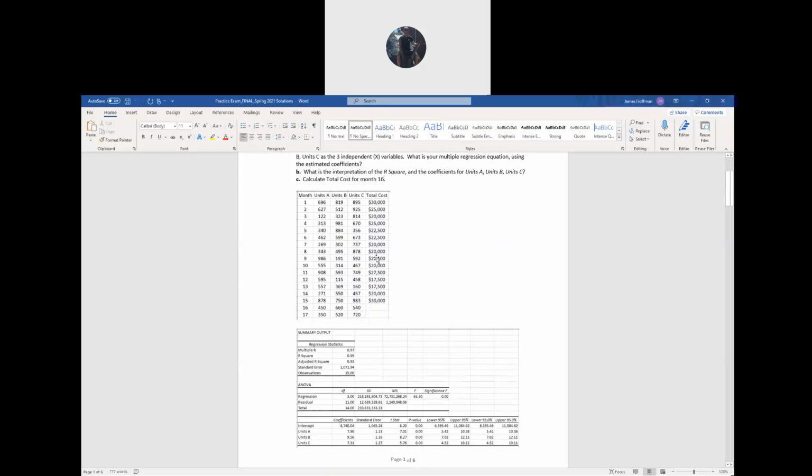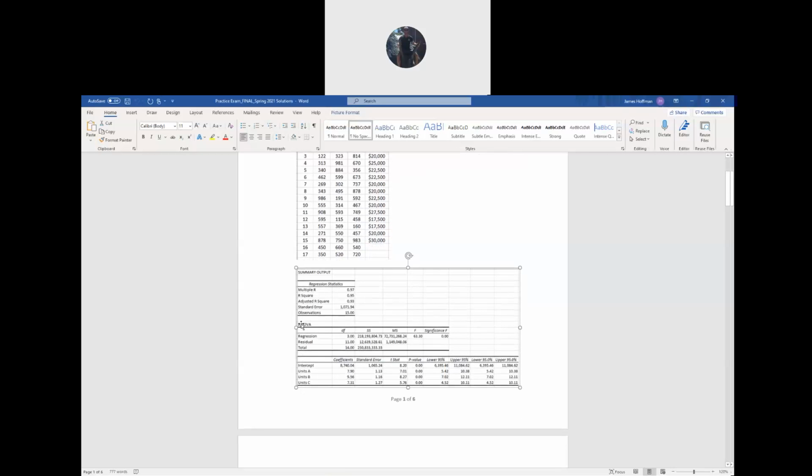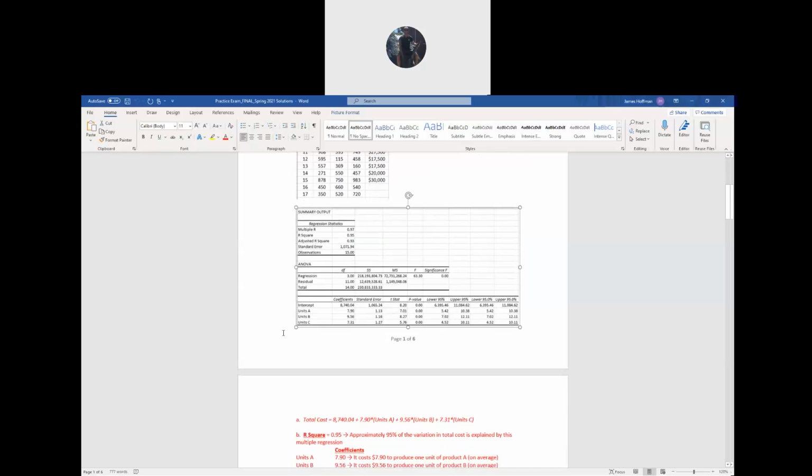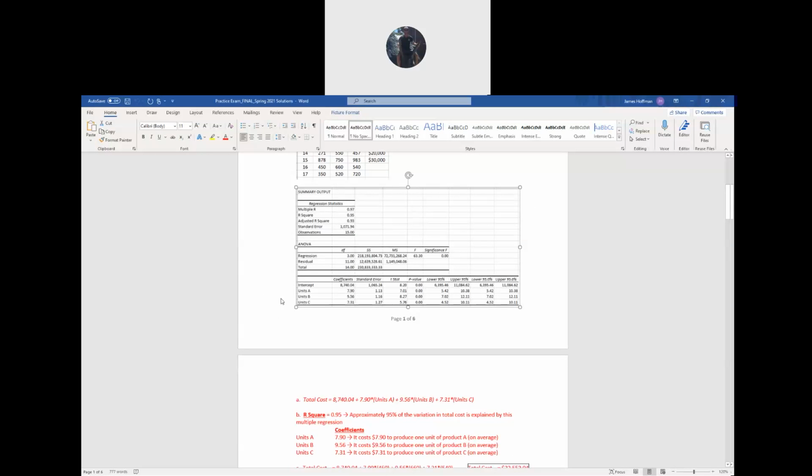Okay, so you'll get a screen cap here of different months and how many units we produced of units A, B, and C, and then the associated total cost for a number of months. You'll probably be asked to get either month 16 or month 17 total cost. And you have a summary output here of the regression results, where what you'll need to look at is the R squared and then the coefficients here for the associated variables.